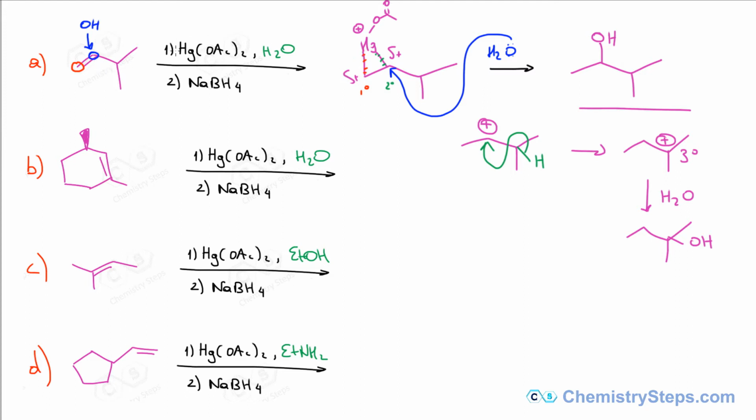The mercury can add either from this face of the double bond facing towards us, or it can add from the opposite face. And when that happens, you can represent these either as wedge lines here, or it's also possible to get the intermediate where the mercury is going to be a dashed line. And if this is going to be a dashed line, then the water will be attacking from this side. If this is a wedge line, then the water is attacking from the opposite side.